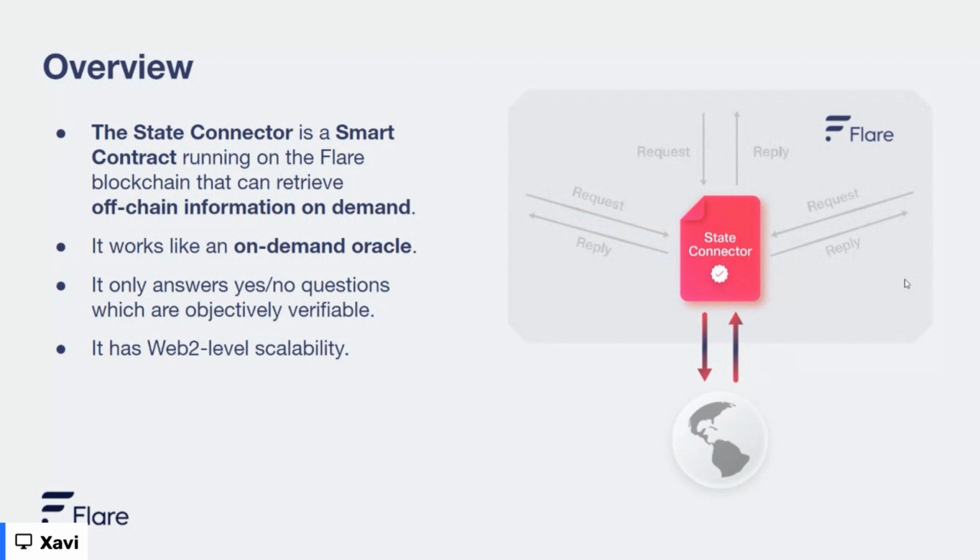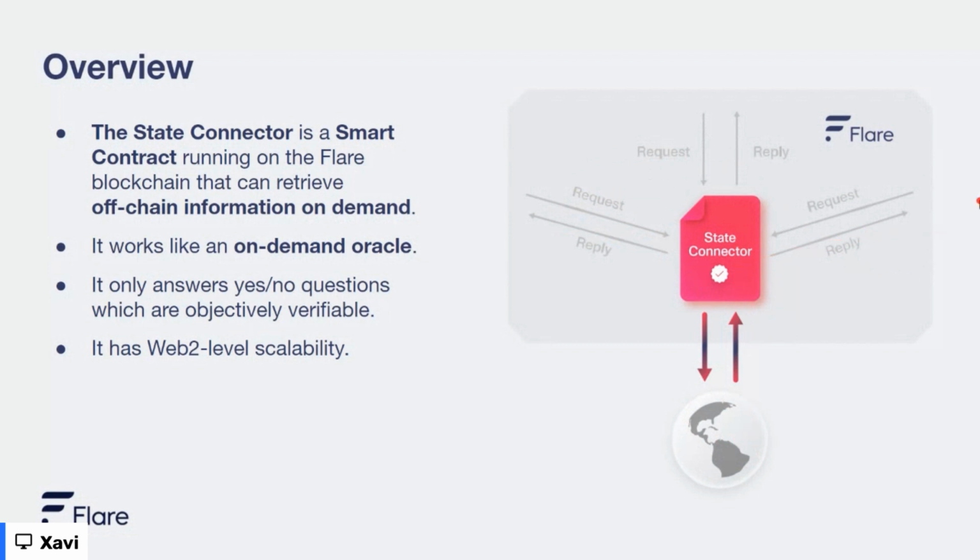As you can see, any user on the chain and outside the chain can request things to the state connector, and they will get replies from the state connector. And what the state connector does is goes outside, goes into the world, fetches the information, and sends it back to the requester.